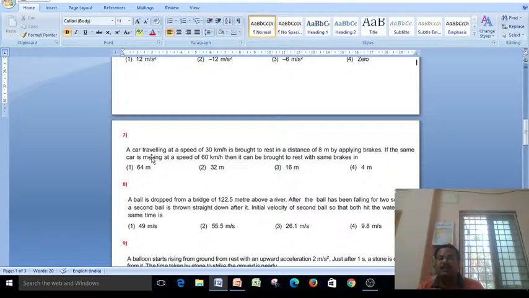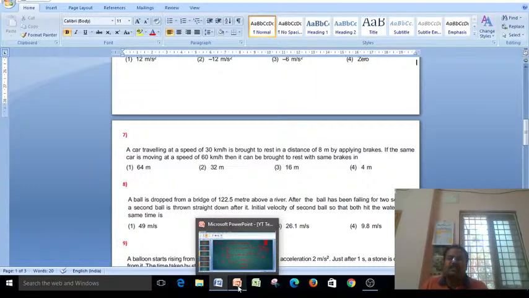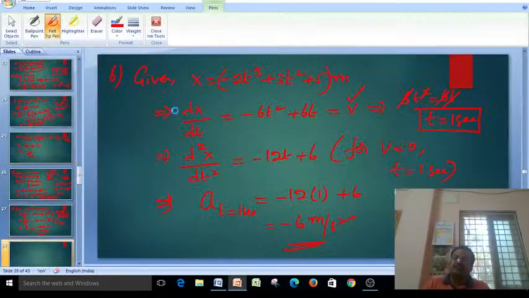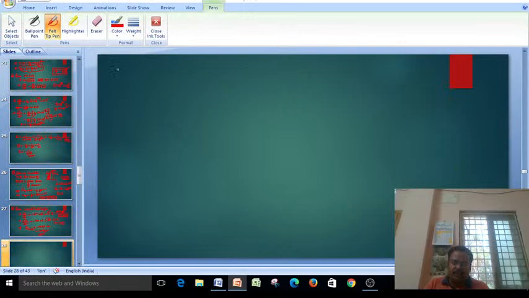If the same car is moving at a speed of 60 km per hour, then it can be brought to rest with the same brakes in how many meters? He is asking how much distance the car will cover if it has a speed of 60 kilometers per hour. So check it, this is the seventh question.